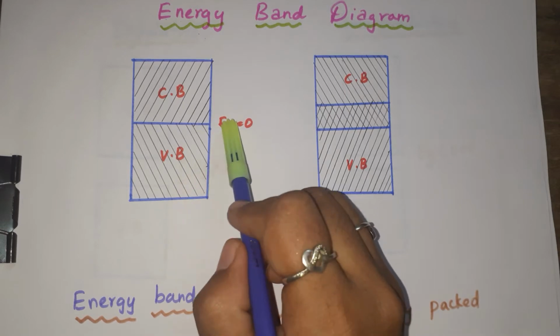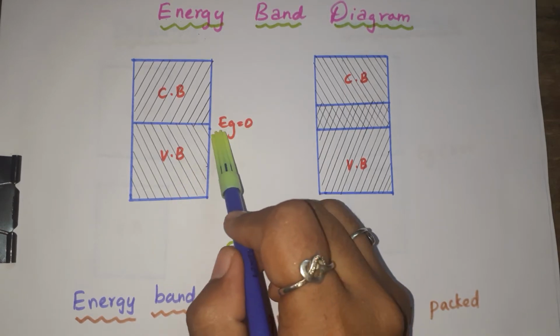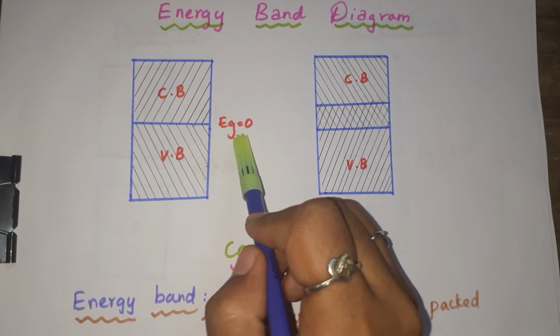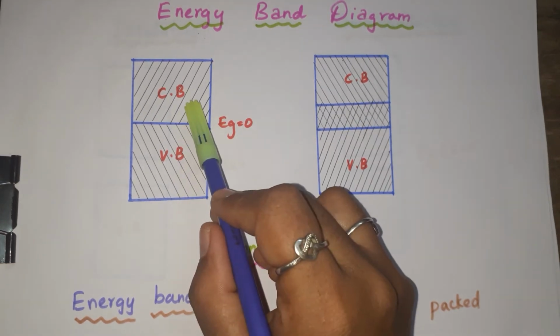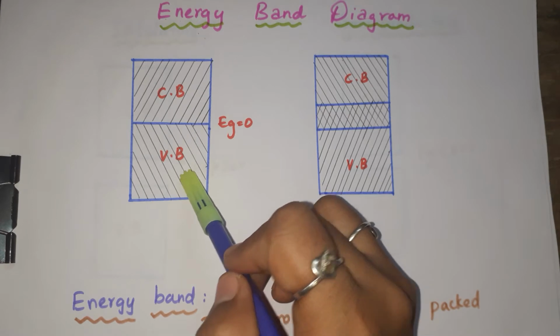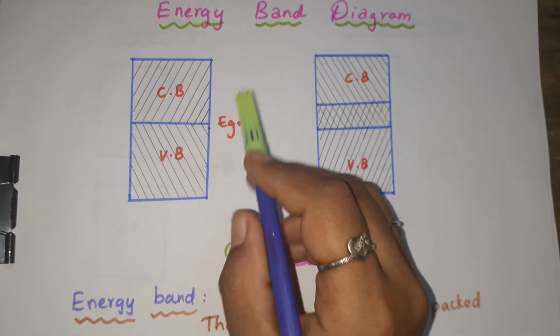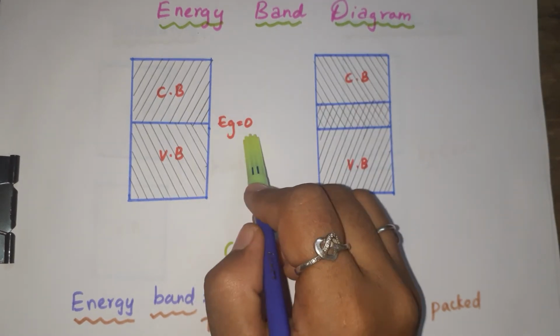What about this energy gap? This Eg. Eg is the energy gap. What does it mean? The gap between the valence band and the conduction band. The gap between the valence band and the conduction band, we can call this the energy gap.